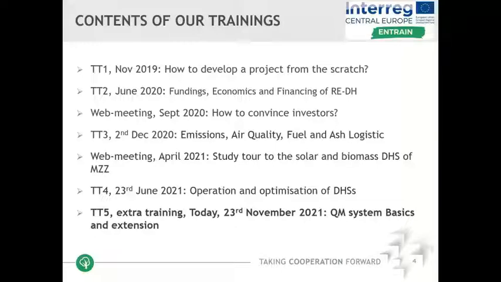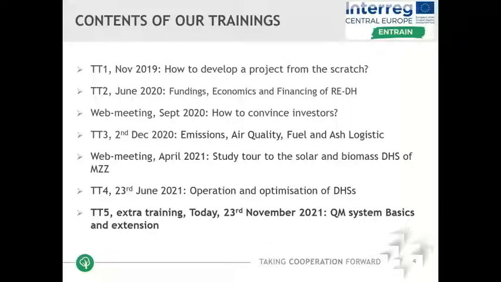The second training in June 2020 was about fundings, economics, and financing of renewable district heating systems. There we learned some details about economic profitability calculations, how to compare heating costs of individual heating systems and district heating systems. We also heard about some examples of economic feasibility from Germany, and also about the contracting model as a possible financing and operation model. This training was also supplemented by one presentation at the online web meeting in September 2020, which was about how to convince potential investors of district heating systems.